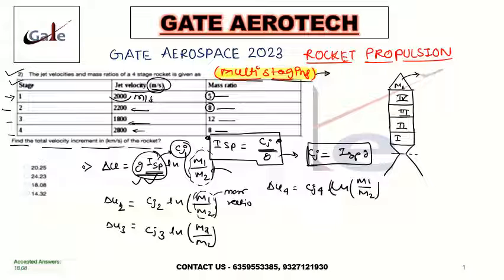So I'm using this form of the formula to directly compute the change in velocity using this much mass ratio, this much propellant, we can say. So if you put in all these values, they have given Cj, they have given the mass ratio, you have to put all this in and calculate. Okay, let me write the value. I have already calculated this.